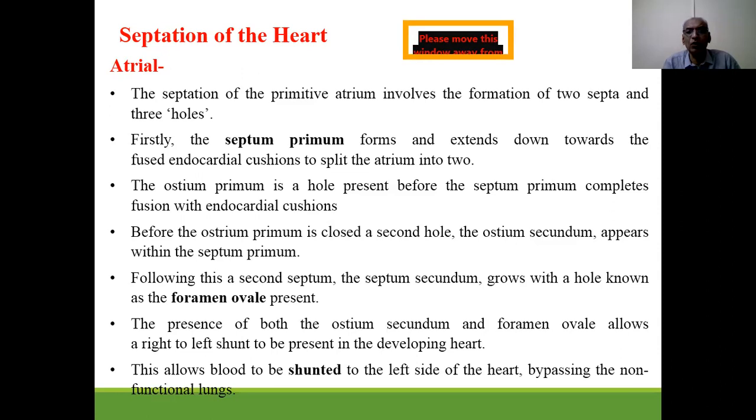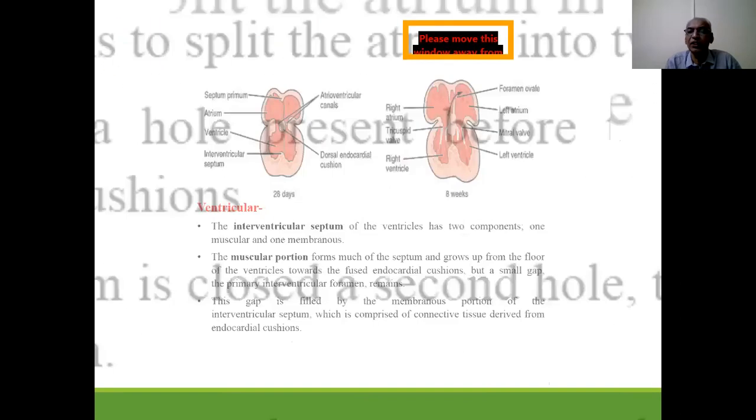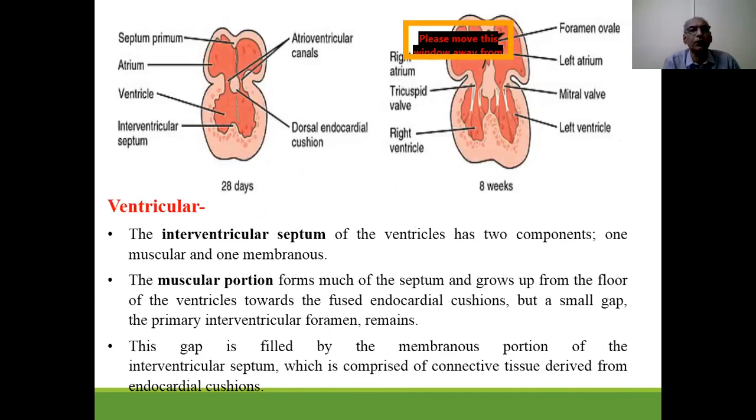Before the ostium primum is closed, a second hole, that is the ostium secundum, appears within the septum primum. Following this, the second septum, the septum secundum, grows with a hole known as foramen ovale. Presence of both ostium secundum and foramen ovale allows the right to left shunt to be present in the developing heart. And this shunted blood goes to the left side of the heart, bypassing the non-functioning lungs. These are the septum primum, atrium, ventricles, interventricular septum.